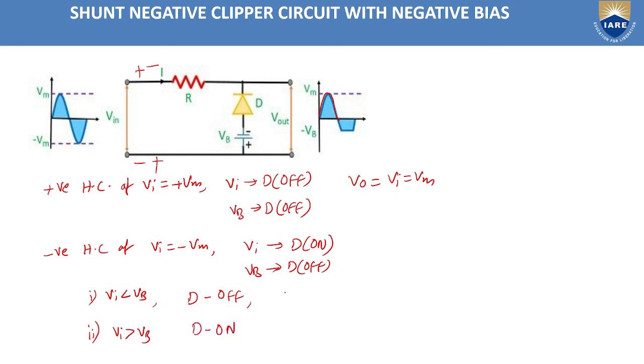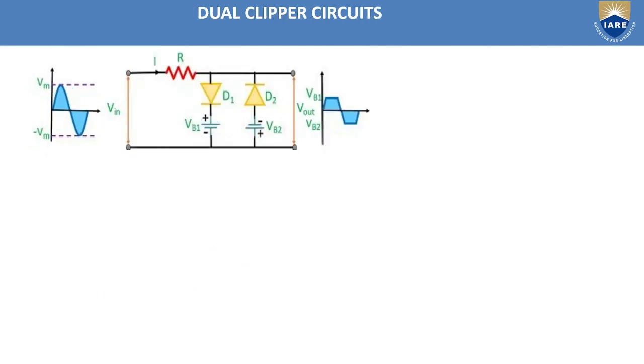So if it is off, the output voltage is the battery voltage, that is Vb, and if it exceeds Vb, the diode is open, and again the output is 0 volts. It will reach 0 volts. So this is the operation of the shunt negative clipper with negative bias.